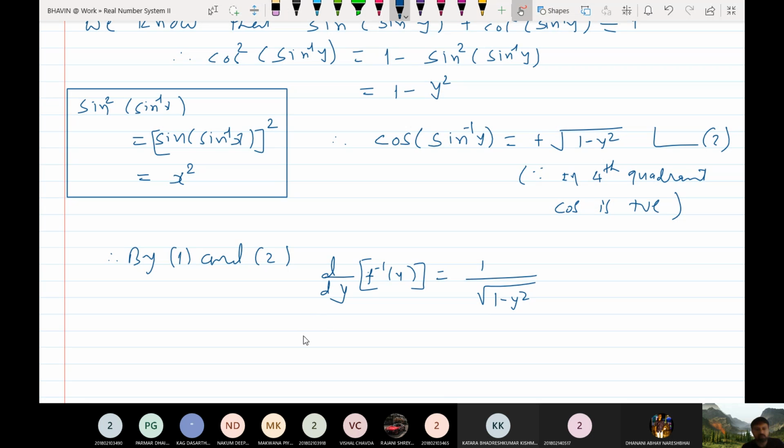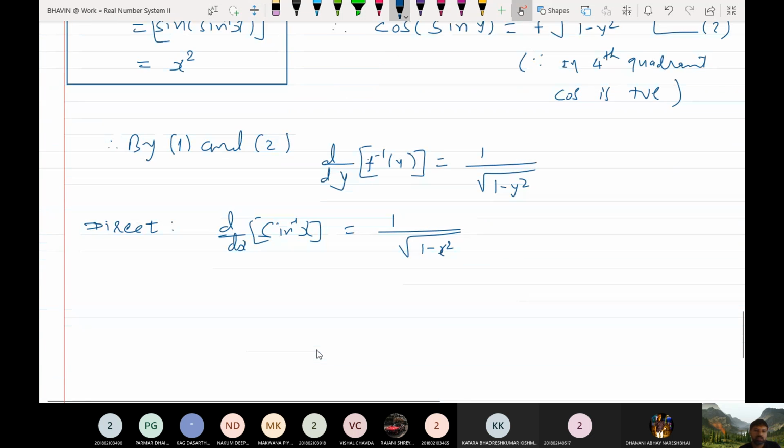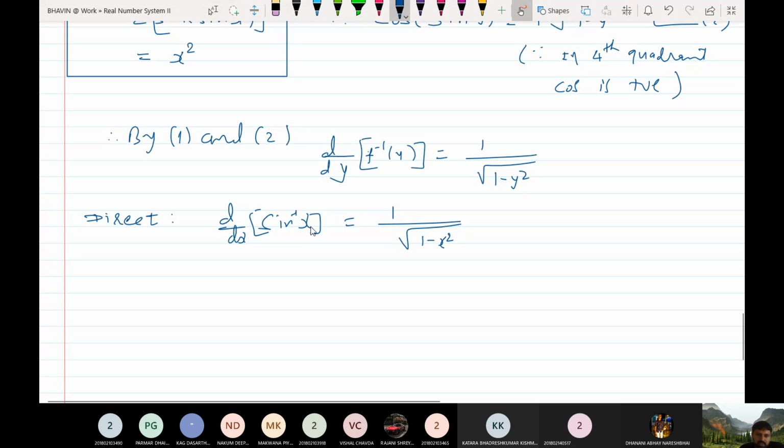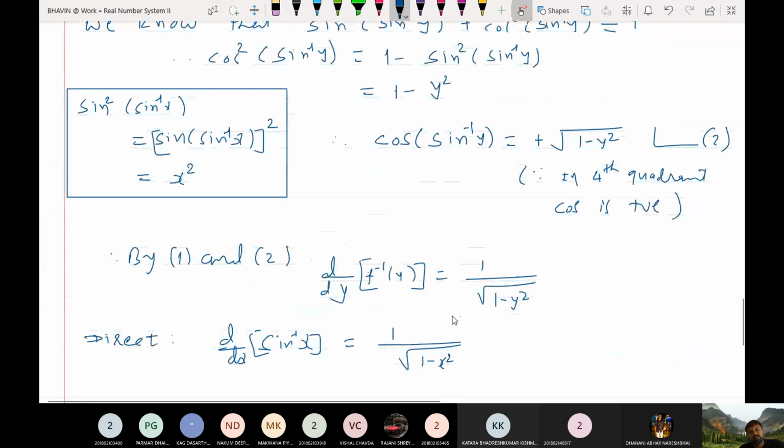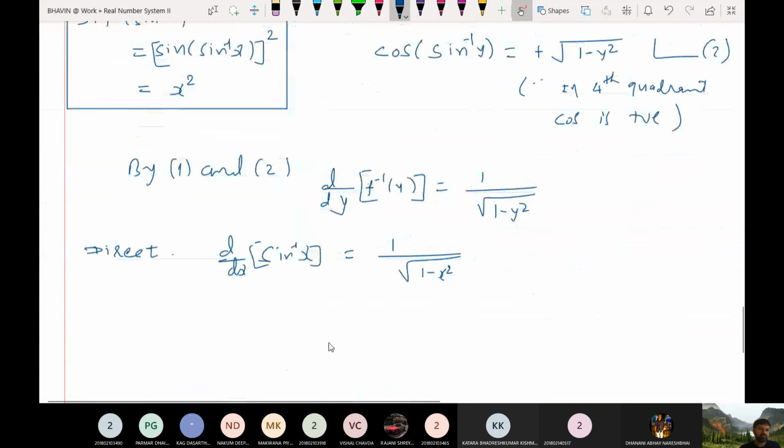And in general also, we know by the direct method that d by dx of sine inverse x, what is the answer of this? In 12th you have seen it is 1 upon square root of 1 minus x square. But how did this come? It is an inverse function, so how can you find its derivative like this? Due to the inverse function theorem you can say that its derivative is this much. Do you understand?